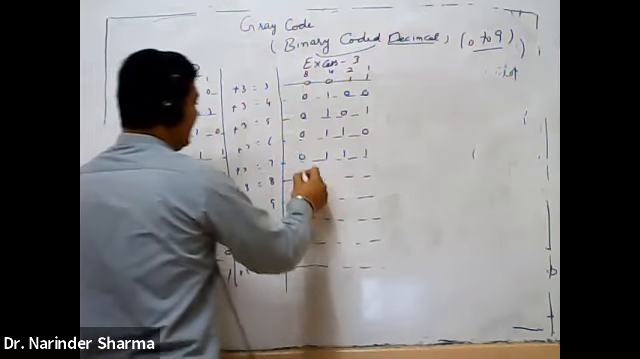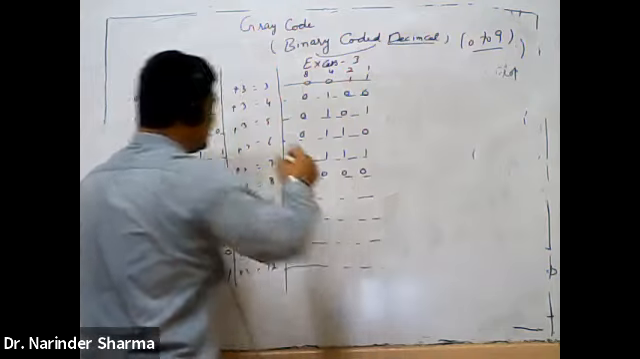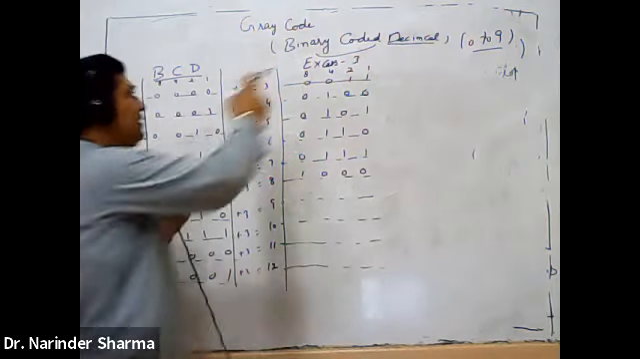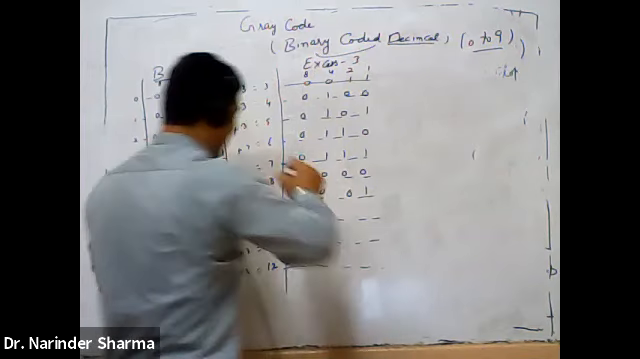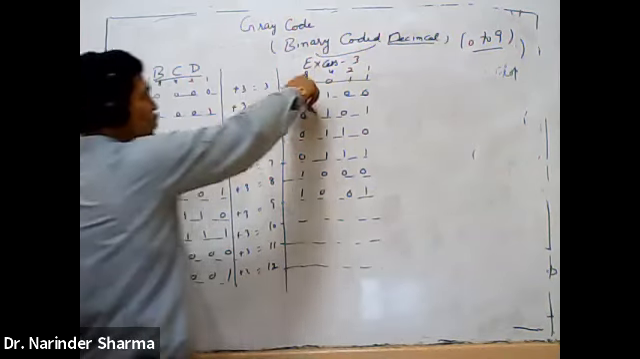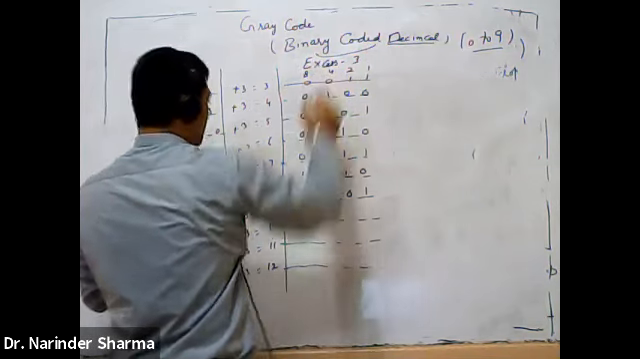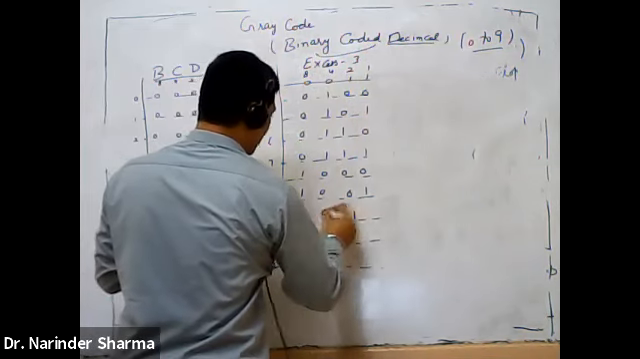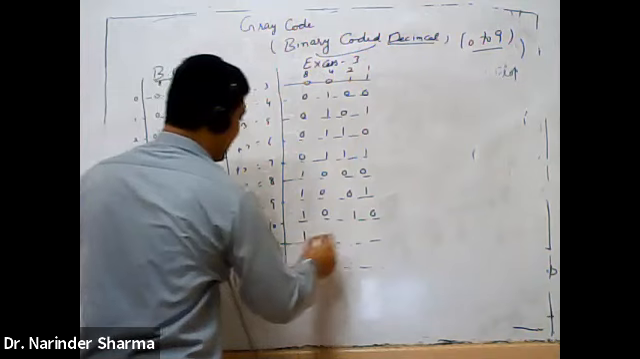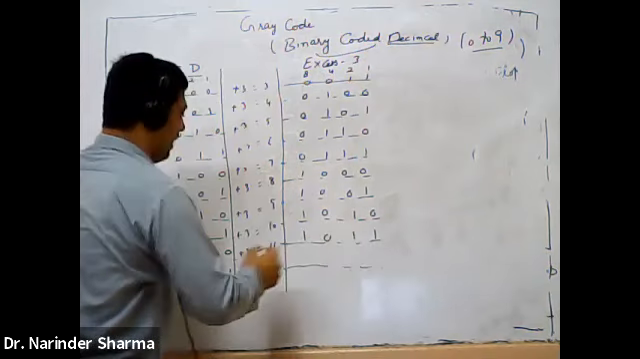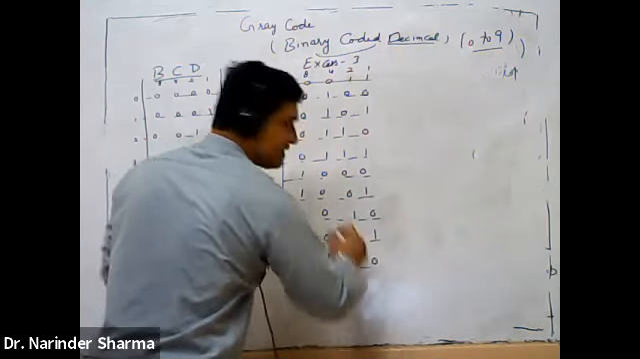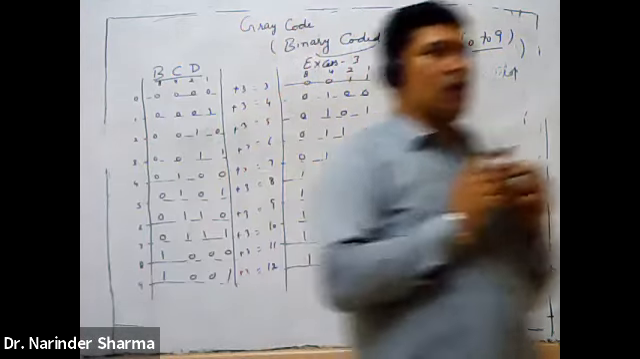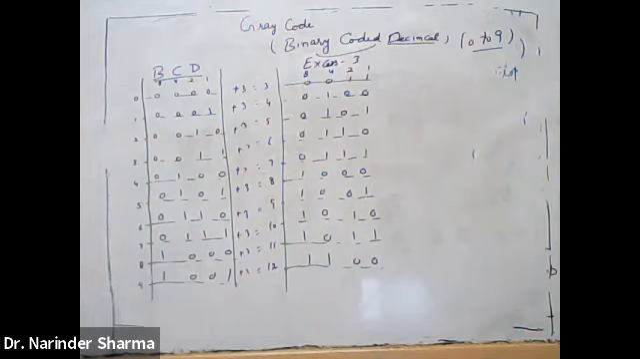8, under 8 you have to write 1. 9 is a composition of 8 and 1, so under 8 and 1 there should be 1. 10 is composed of 8 and 2, so under 8 and 2 you have to write 1, the rest is 0. 11 is 8, 2, 1. 12 is a combination of 8 and 4. Under 8 and 4, you have to write 1. This is your XS3 code and BCD code.